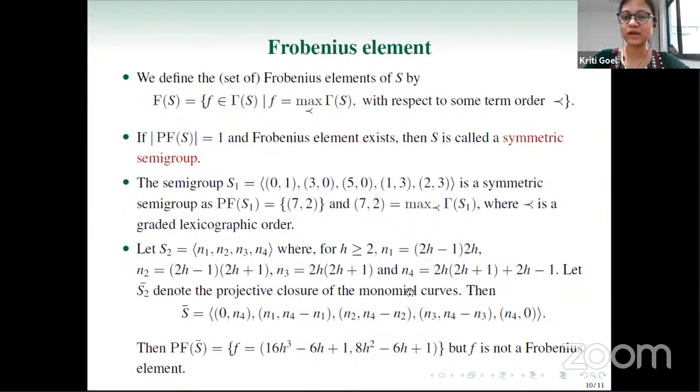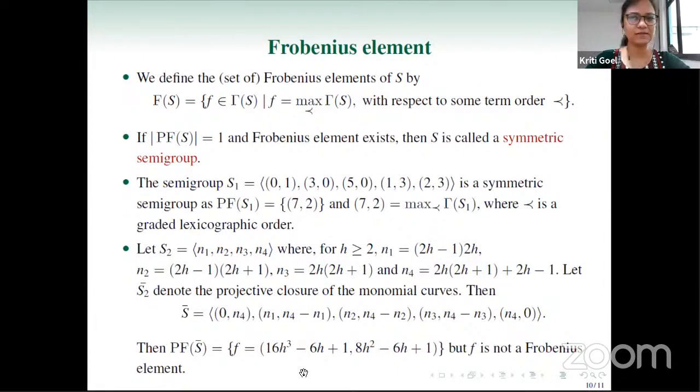We look at the projective closure corresponding to this monomial curve. This is generated by (0, n4), (n1, n4 - n1), (n2, n4 - n2), (n3, n4 - n3), (n4, 0). So this is the affine semigroup that we look at in N^2. And using the same step as above, we look at the resolution. This resolution was the resolution of K[S bar]. This was given by Indranath Sengupta and a few of his students very recently. We use this setup to pick out the degree shifts in the highest component.